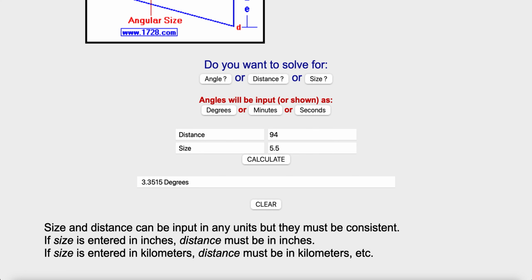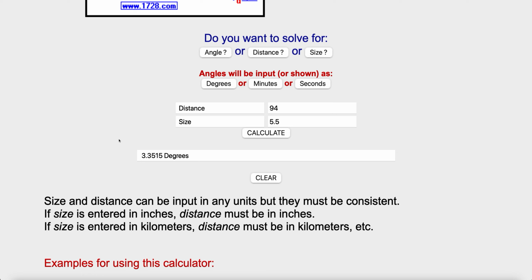So let's just say someone was measuring the height of Mount Everest from 94 miles away, and they were taking an angular size from sea level. If they could see the peak of Mount Everest from somewhere at sea level, then they would have had a 3.3515 degree angle, right? Because Mount Everest is 5.5 miles high, and the distance is, let's say, 94 miles, as I said.